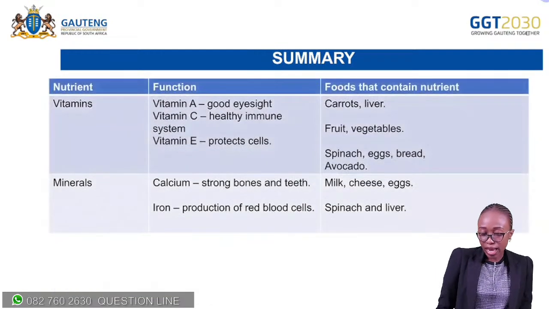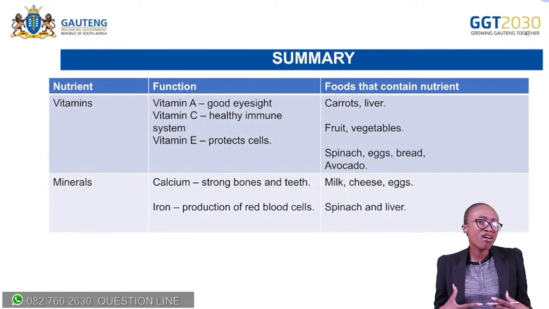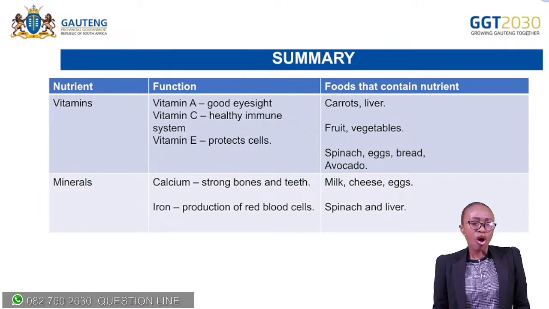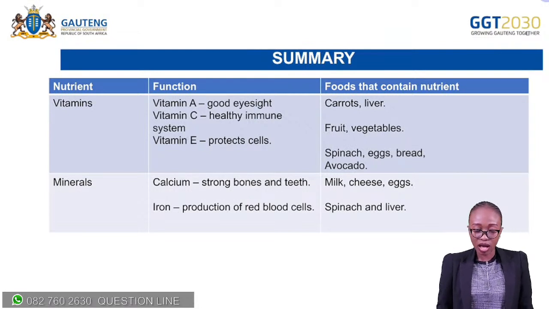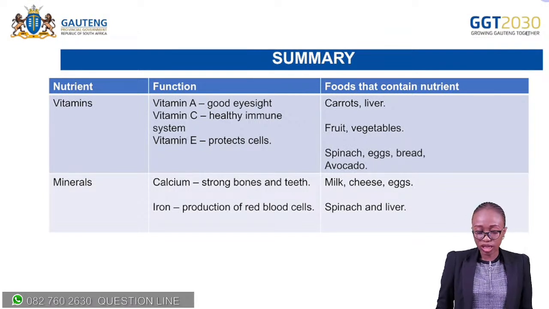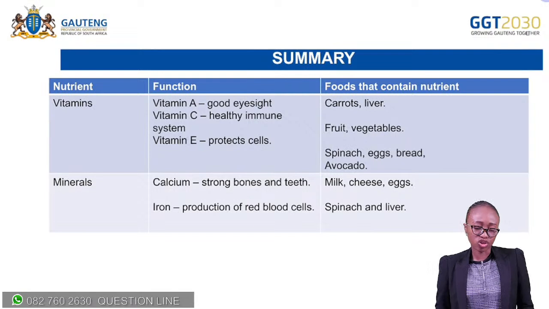Next part of the table, vitamins. We've got vitamin A for good eyesight, vitamin C for a healthy immune system, and vitamin E to protect our cells. Where do we find these foods? We find them in carrots and liver. You can get your good dose of vitamin A. In fruits and vegetables, you get your good dose of vitamin C. And vitamin E, you find it in your spinach, eggs, and avocado.